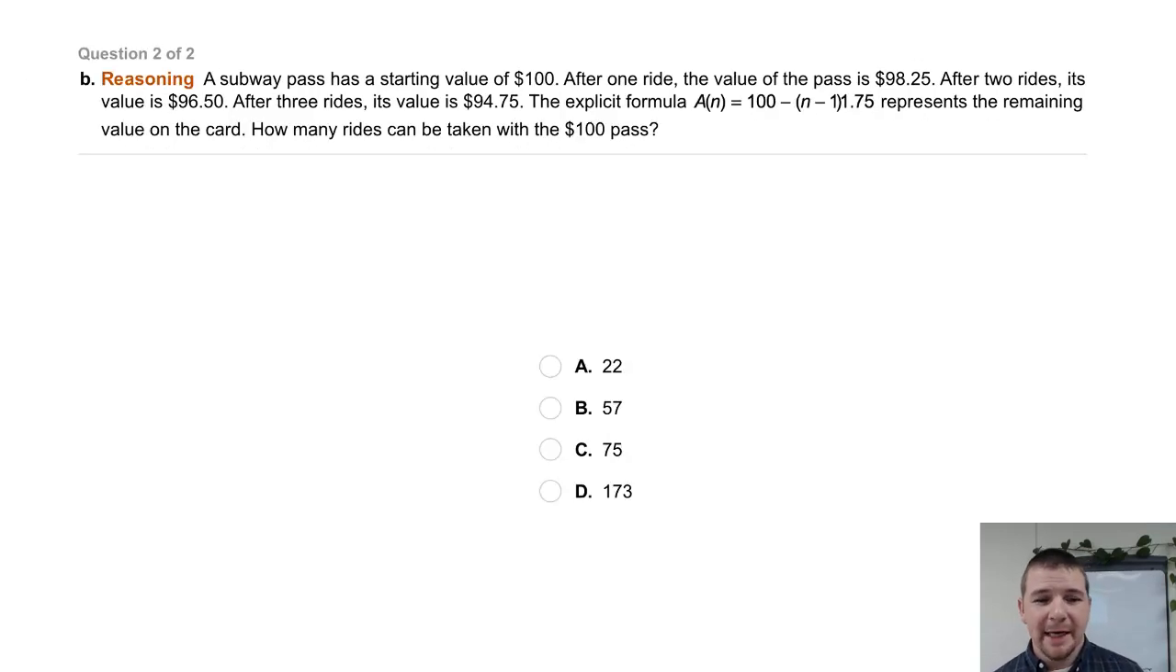And B, a reasoning item. A subway pass has a starting value of $100. After a ride, the value is $98.25, and so on. Looks like the same information as part A. The explicit formula, a of n equals 100 minus the quantity n minus 1 times $1.75, represents the remaining value on the card. How many rides can be taken with the $100 pass?